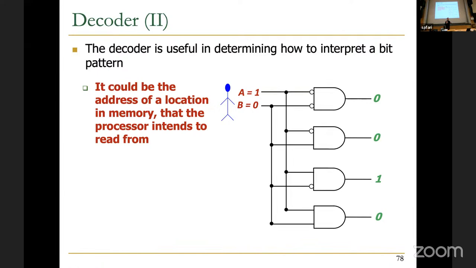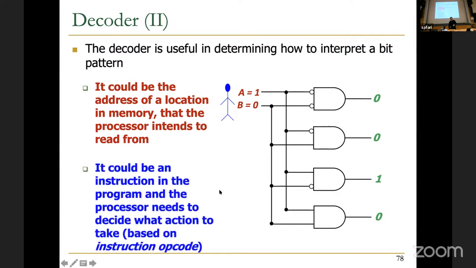Tomorrow, we're going to build such memories, and you will see that we're going to use decoders to decode the address. So that's the beauty of the decoder. Decoder is used in many places where you need to know what the input pattern is. Okay, you will see more of this. Or this could be an instruction. So the inputs could be the address of a location. The input could be an instruction in the program, and the processor needs to decide what action to take. So the input can specify the opcode, as we will see later on.